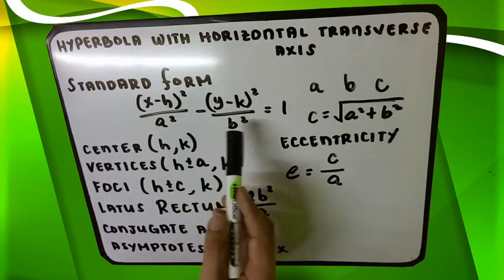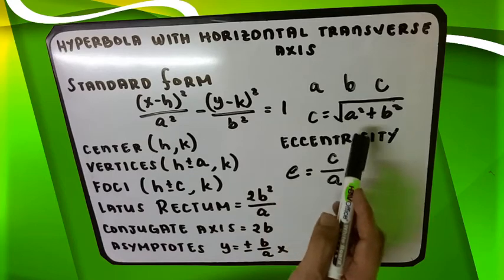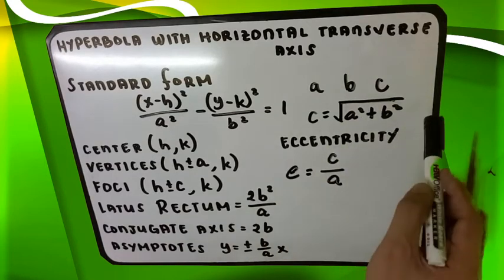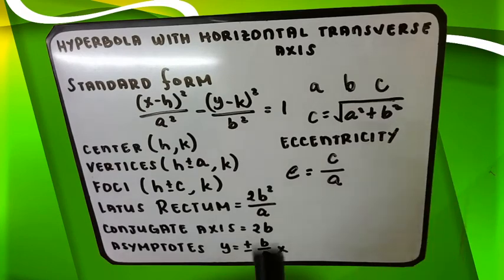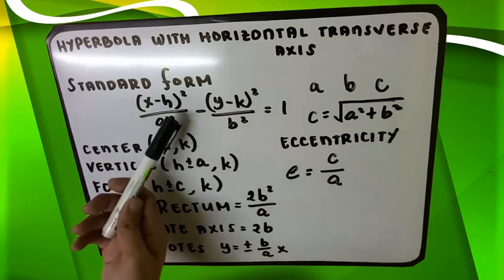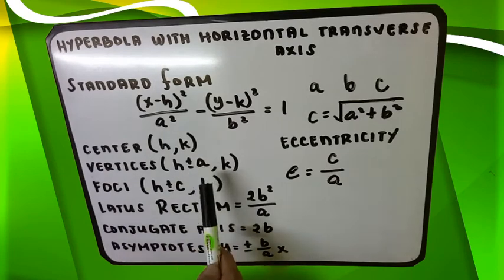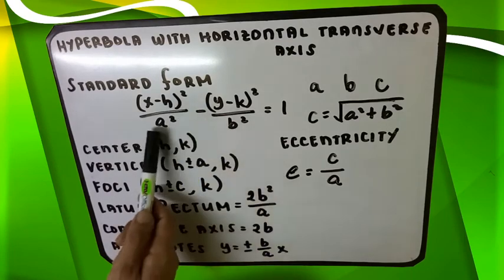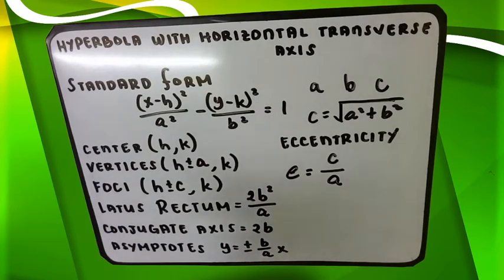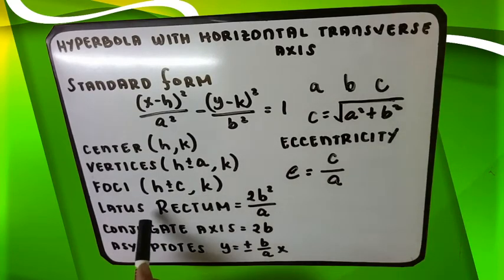Dito makikita natin yung value ni a, value ni b, pero wala si c. So for the c, we will use the square root of a squared plus b squared para makita natin yung value ng c, kasi gagamitin natin mamaya si c dito sa ibang parts niya. So for the center, that is (h, k). Makikita nyo naman sa standard form yung h and k. For vertices, that is h plus or minus a, k. And then for the foci, h plus or minus c, k. Kaya kailangan natin si c para malaman natin yung coordinates ng foci.